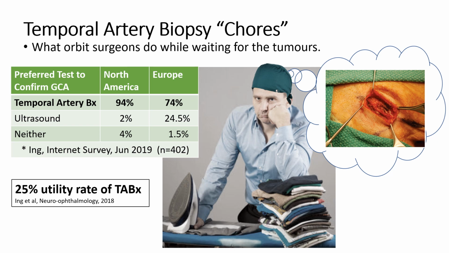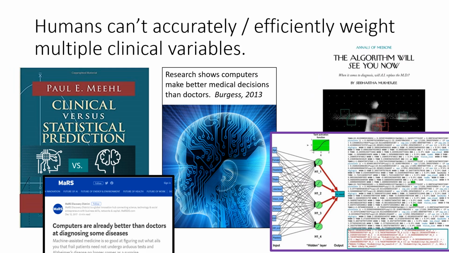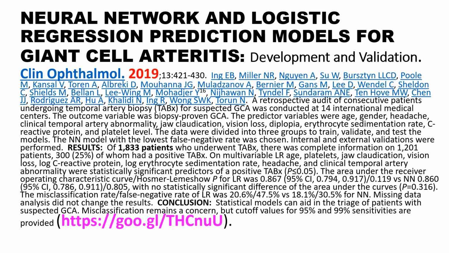The large number of negative biopsies is driven by risk-averse physicians worried about the possibility of blindness from undiagnosed giant cell. Multiple studies find that computerized algorithms are superior to clinical diagnosis because humans can't accurately weight multiple clinical variables. As such, it behooves us to consider prediction models for giant cell arteritis. I discuss our recently published prediction model from an oculoplastic surgeon's perspective.